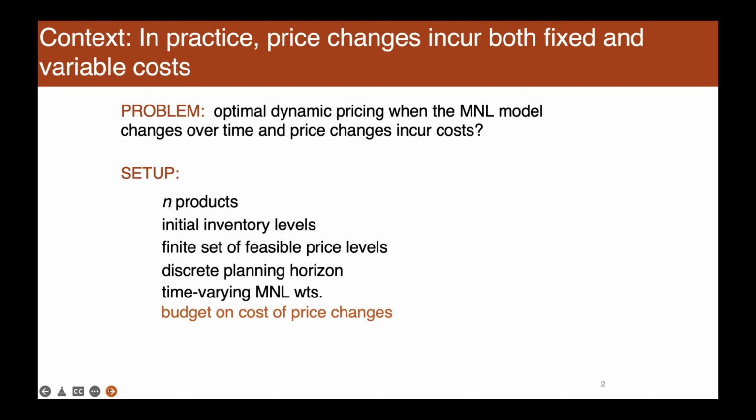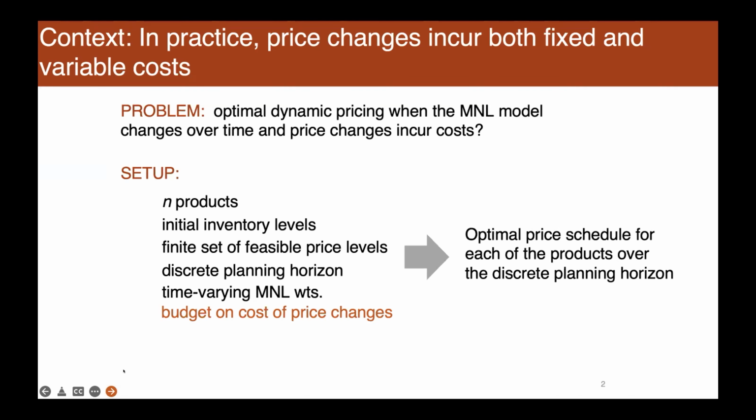I highlighted this because this is the new thing, right? And the key outcome or contribution is, given all these constraints, they want to figure out the optimal price schedule, or what they call a calendar, meaning today I want to tell you the price that you're going to charge for each of the products for each of the time periods going forward.